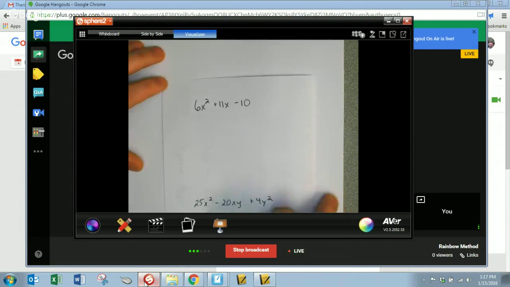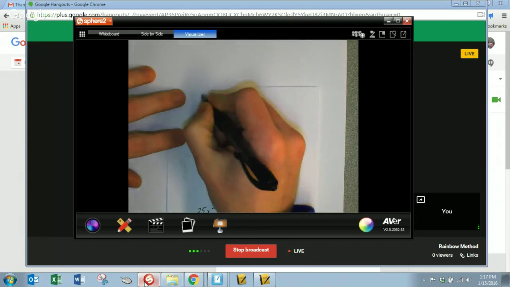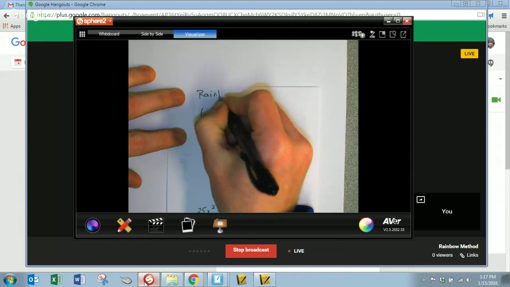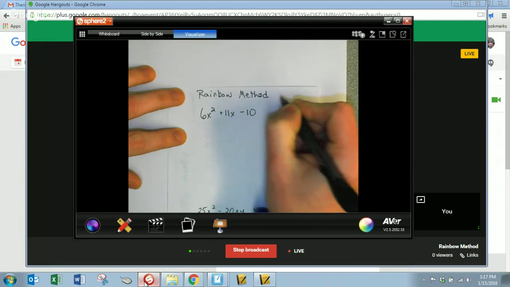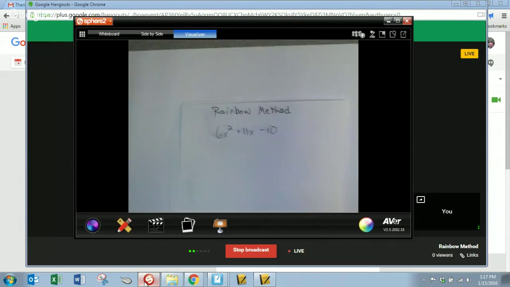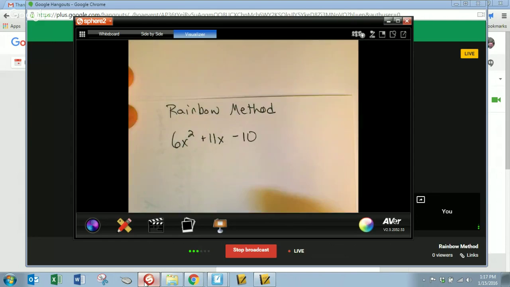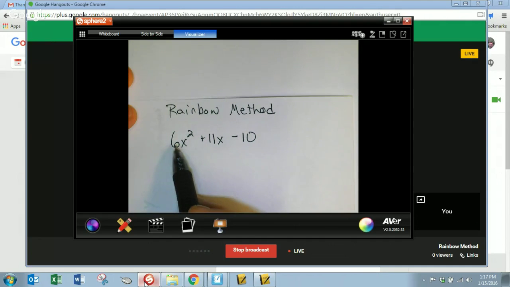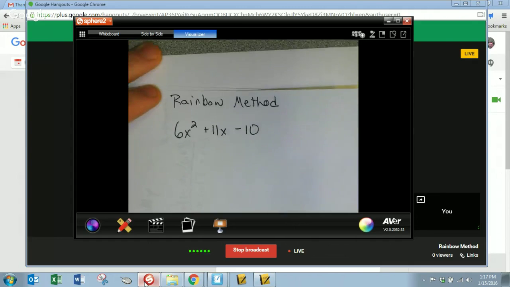Mr. Jones, and I have a lot of questions about the rainbow method of factoring. The rainbow method of factoring is used when your leading coefficient is not a 1. It's a very simple process, so I'll do two examples and go step by step.